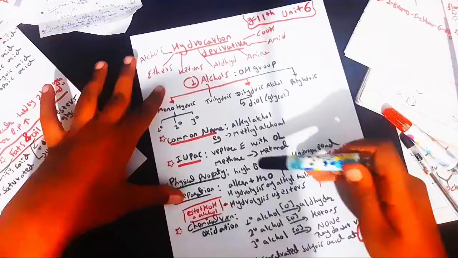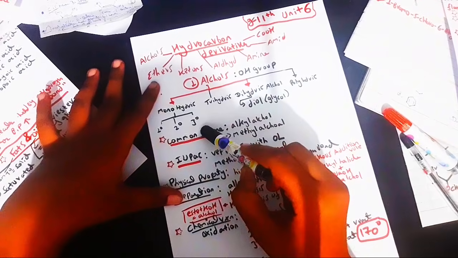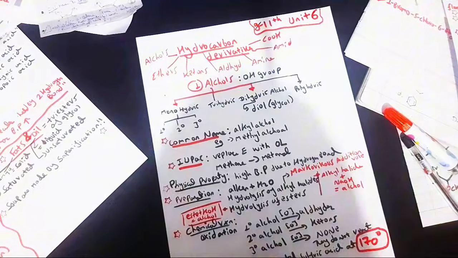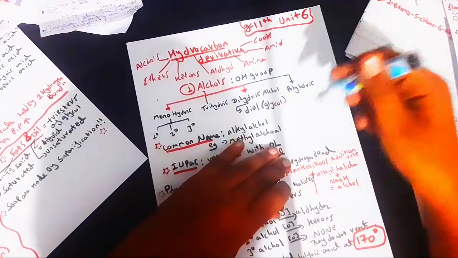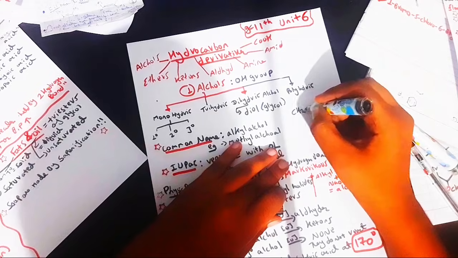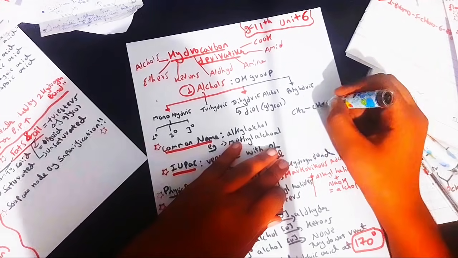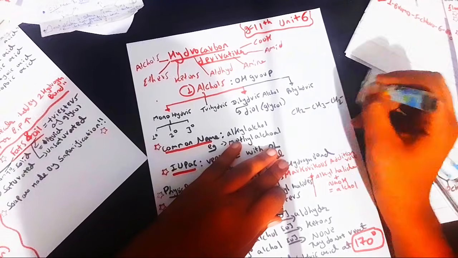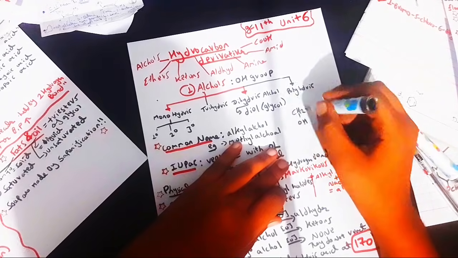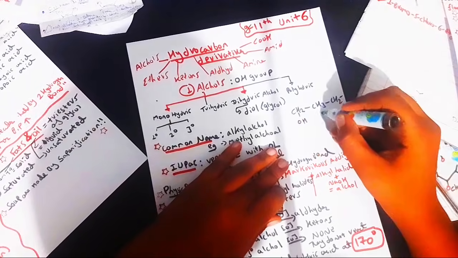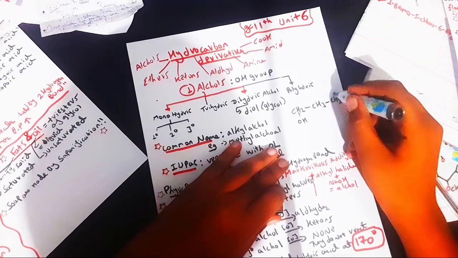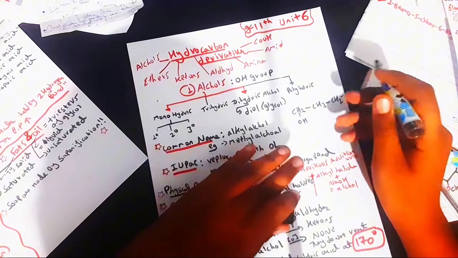Monohydric alcohols are classified into three branches: primary, secondary, and tertiary. Primary is when the OH group is attached to the first carbon. For example, CH2, CH2, CH3, CH2, and it goes on. If the OH group is attached here, then it's primary. If it is attached on this side, it's secondary. If it's attached there, it's going to be tertiary.